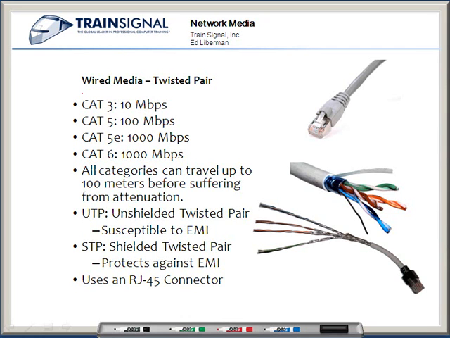Now, CAT 3, you'll notice I have there, it says 10 Mbps. Now, that stands for megabits per second. And I will tell you that there's also an MBps, which would stand for megabytes per second. But in that instance, the B would be capitalized. So when you see a lowercase b, that's megabits per second, or how many million bits per second. Now, category 3 goes a maximum of 10 megabits per second.